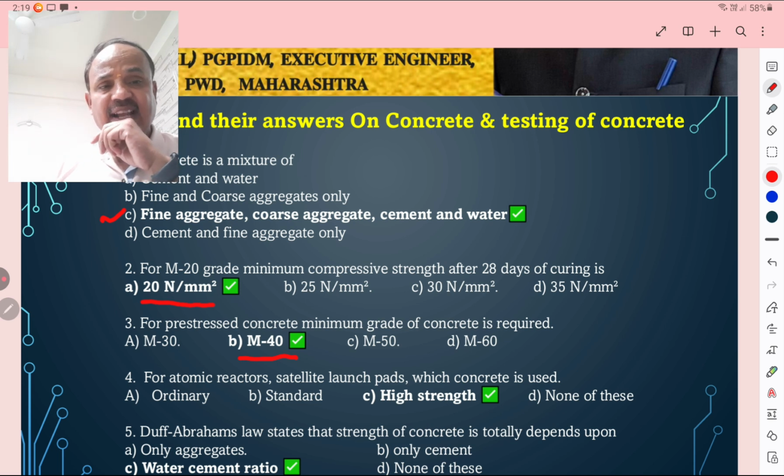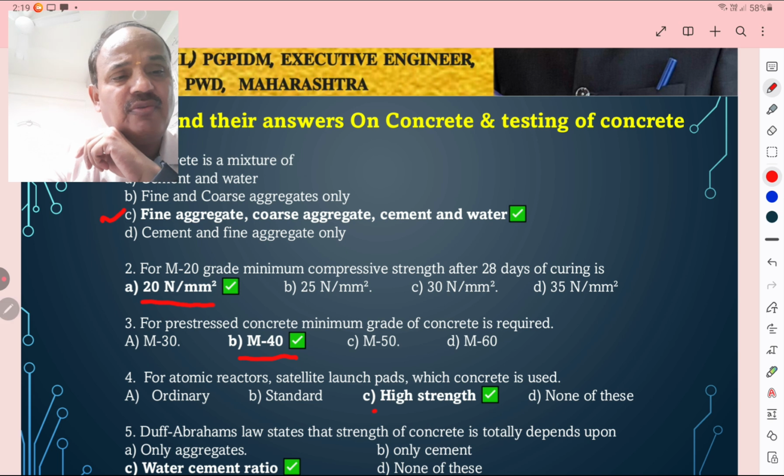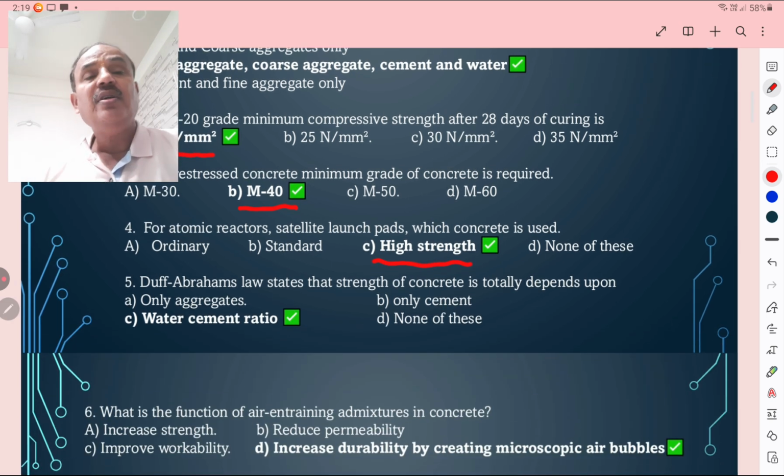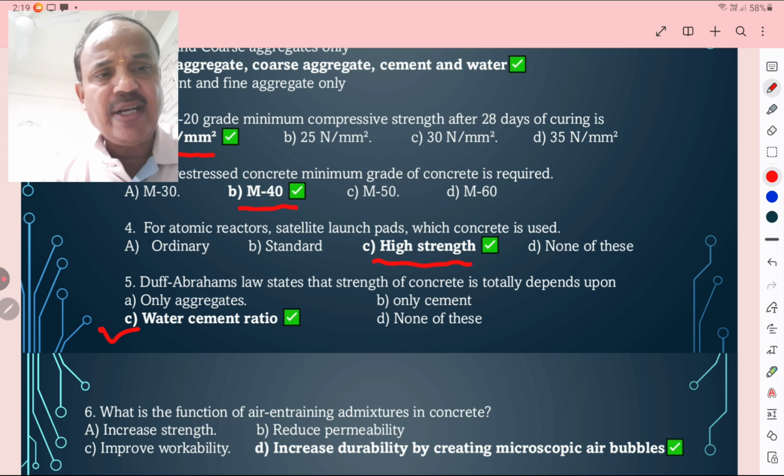Then for atomic reactors and satellite launch pads, which concrete is used for highest strength? High performance concrete, HPC. Duff-Abraham law states that the strength of concrete is totally dependent upon water-cement ratio. That is Duff-Abraham's law.